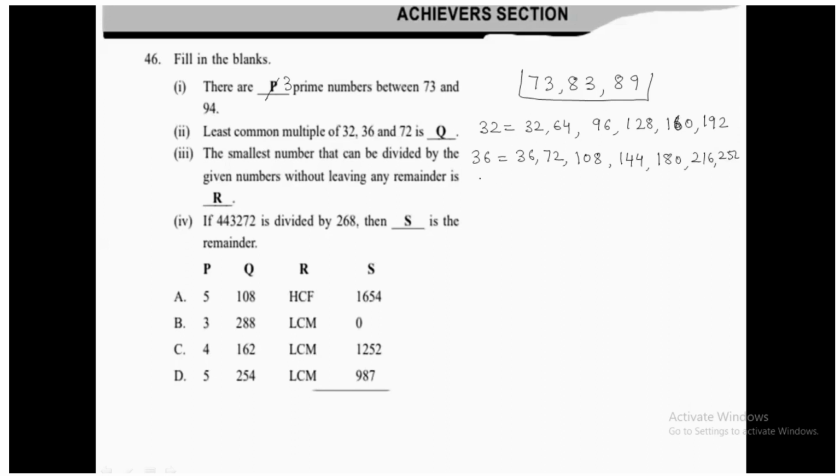Okay, now we have 72. We need to find the multiples of 72 as well. So that will be 72. It will start from 72 only. Then after 72, it will be 144. Then it will be 216. Okay. Then it will be 288. Then it will be 360. Okay. And then we have 432, like this.